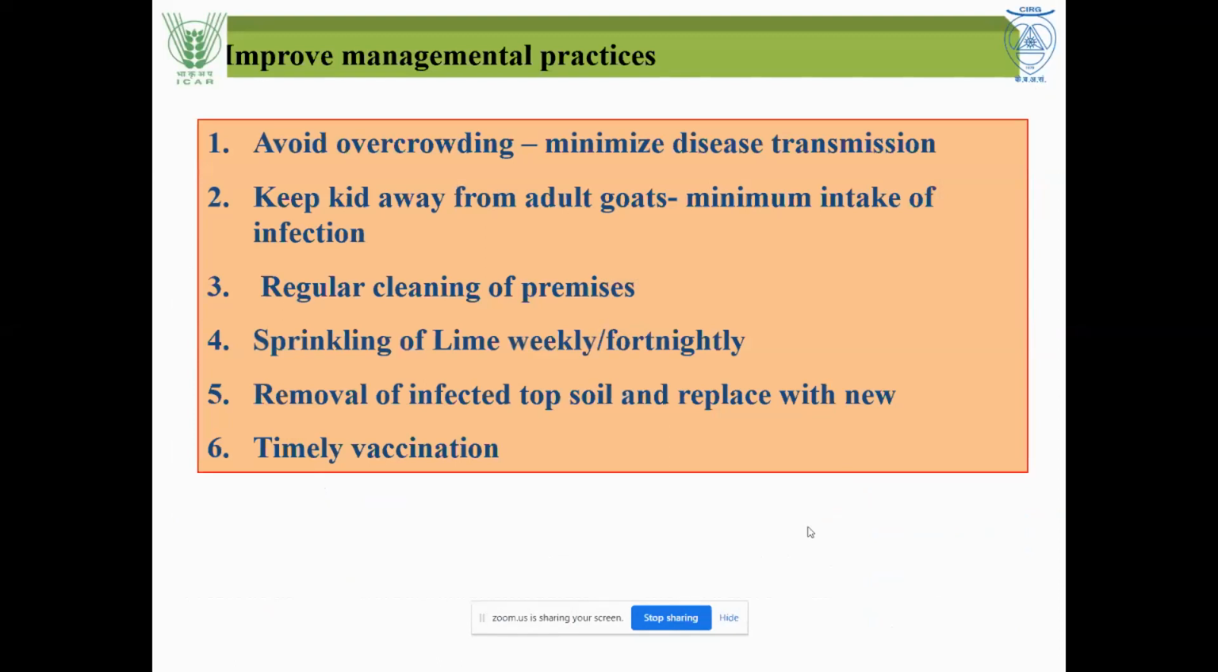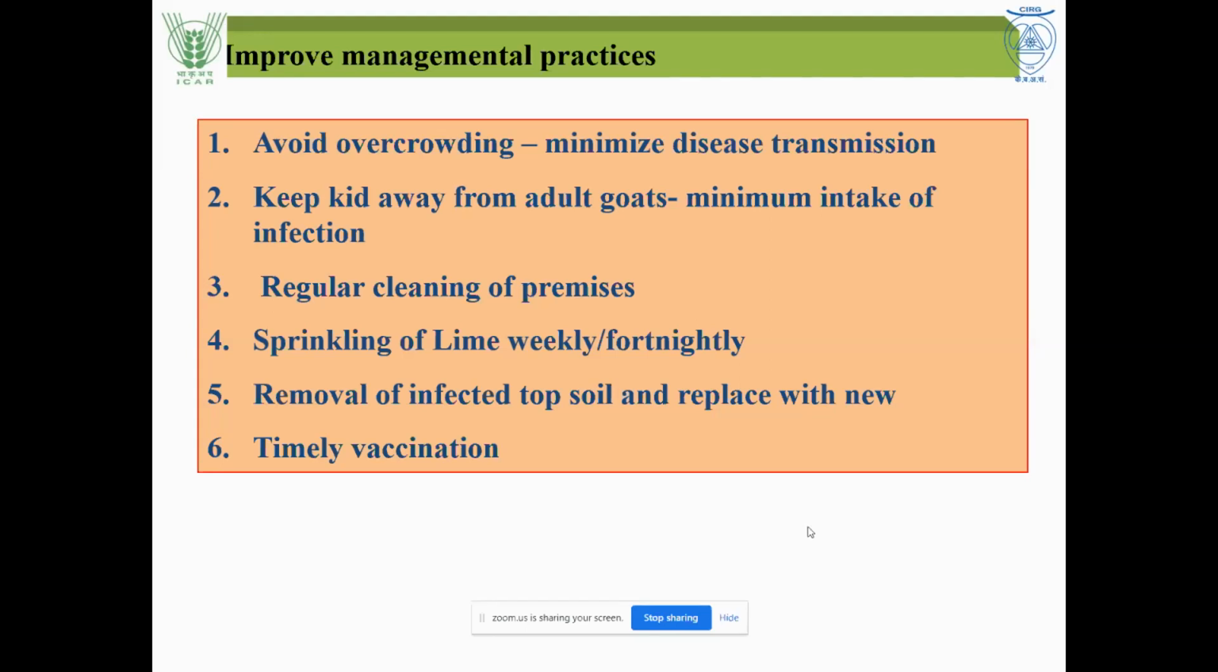Avoid overcrowding. Crowding is a major risk because the transmission of disease is faster. So there should be proper space. By that, you can also address animal welfare issues. Keep kids away from adult animals, for minimum intake of infection.